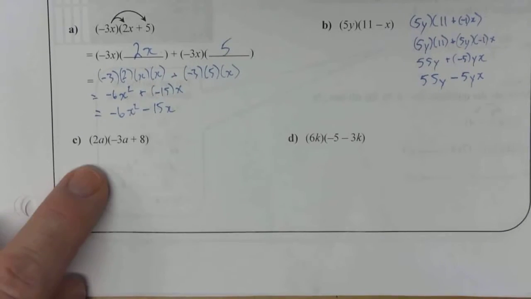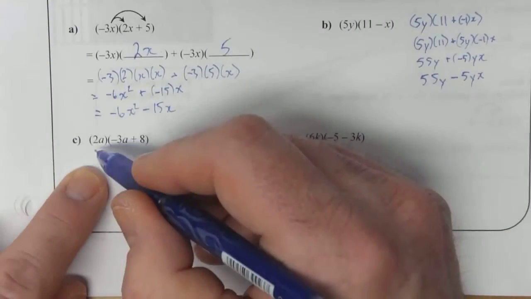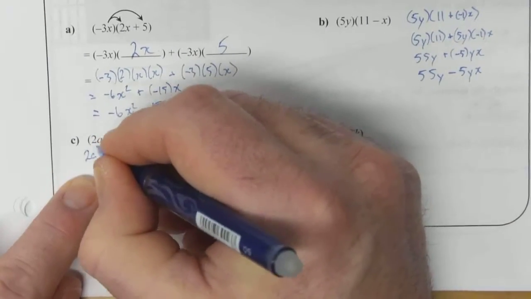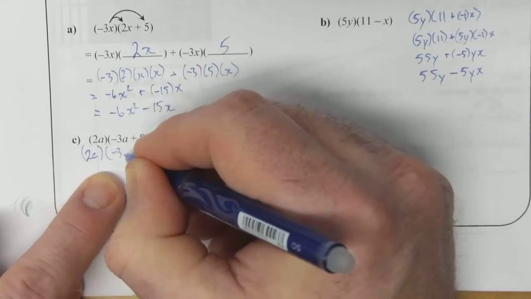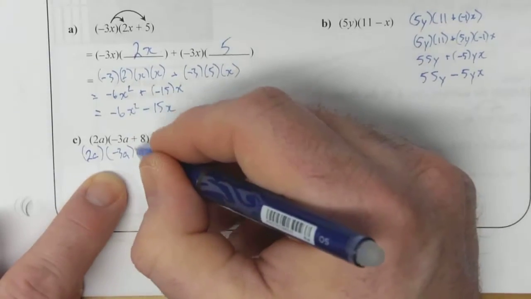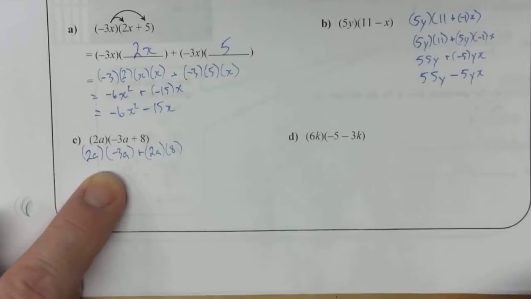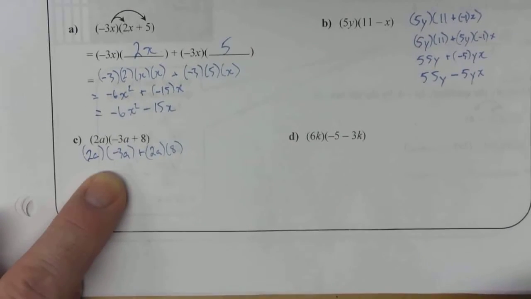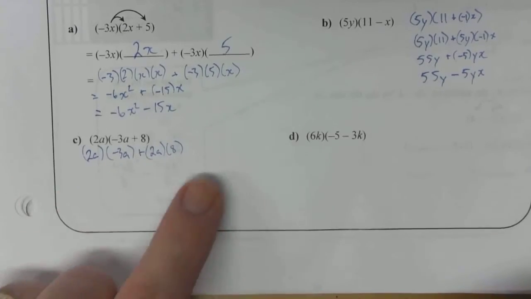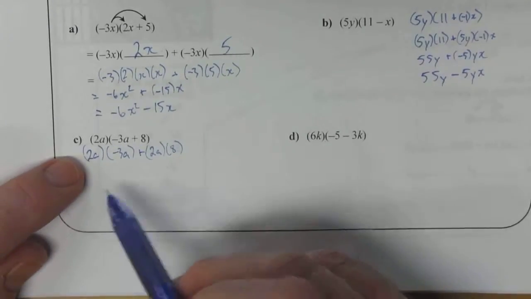Part C, 2a times negative 3a plus 8. So 2a times negative 3a plus 2a times 8. Using the distributive property, I could group them up, but I'm going to skip that step.